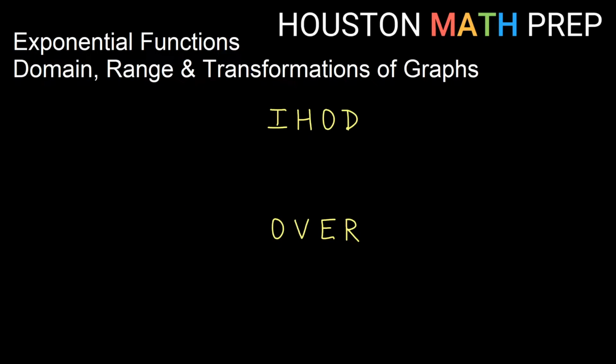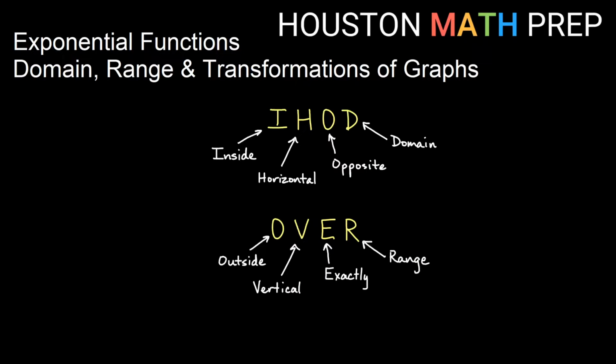We want to real quickly just remind you of the system that we use to discuss transformations of graphs. So we have IHOD and we have OVER, and remember that IHOD is saying that when there is a change inside the operation that gives the graph its shape, that is going to give you a horizontal change. That change will be opposite what you see, and that change may affect the domain. If you have OVER, that's the other part of our system. Remember, OVER tells us that if the change to your function is outside of the operation that gives the graph its shape, that's going to be a vertical change. That change will happen exactly as we see in the formula, and it may affect the range.